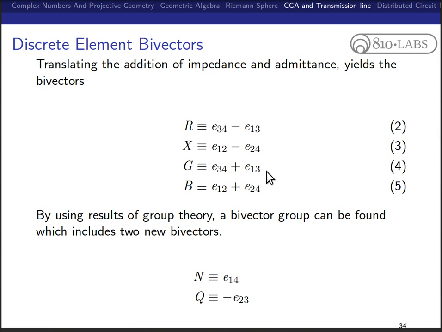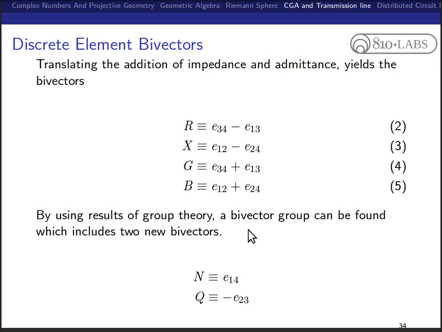So in 4 dimensions, you can get basically non-simple, what they call bivectors, which are sums of independent planes. So it's a more complicated space. Okay, but the nice thing is that we can use results of group theory using a thing called a commutator product, and we can find a bivector group starting from these 4 bivectors, and then we'll see that it consists of 2 new bivectors, which are the E14 and the E23 planes.